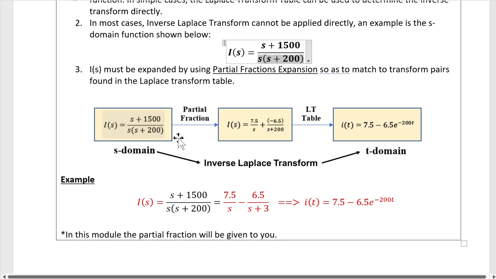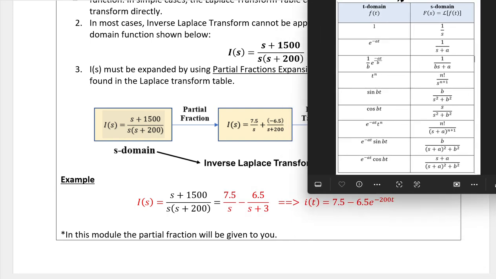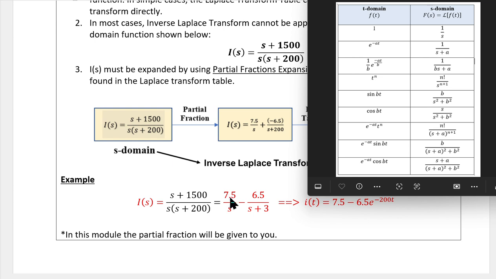Now let's look at this example question. This is the S domain function. The first step is to do partial fraction, and this partial fraction will be given to you. Once you've done the partial fraction, then we do the inverse Laplace transform. To do this, we just refer to the table. The table is here. 7.5 over S is based on the first row. It's basically 1 times 7.5, so we just write 7.5 times 1 over S.